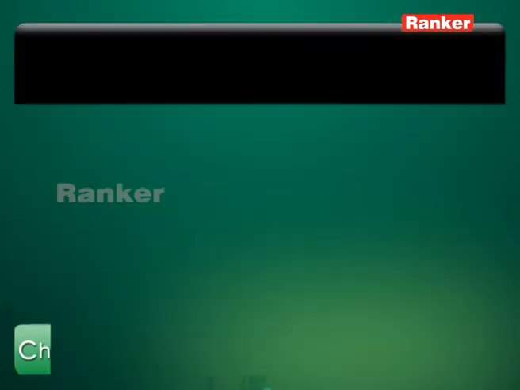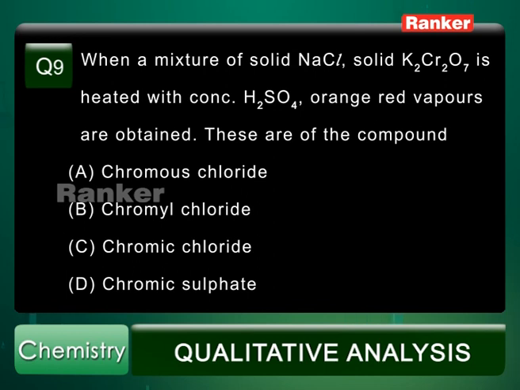Question number 9. When a mixture of solid NaCl, solid dichromate is heated with concentrated sulfuric acid, orange red vapors are obtained. These are of the compound A chromous chloride, B chromyl chloride, C chromic chloride, and D chromic sulfate. And the correct answer is B chromyl chloride. Look at the reaction.